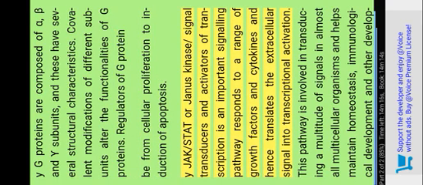Why JAK-STAT, Janus kinase, signal transducers and activators of transcription, is an important signaling pathway in response to a range of growth factors and cytokines and hence translates the extracellular signal into transcriptional activation. This pathway is involved in transducing a multitude of signals in almost all multicellular organisms and helps maintain homeostasis, immunological development, and other developmental functions.